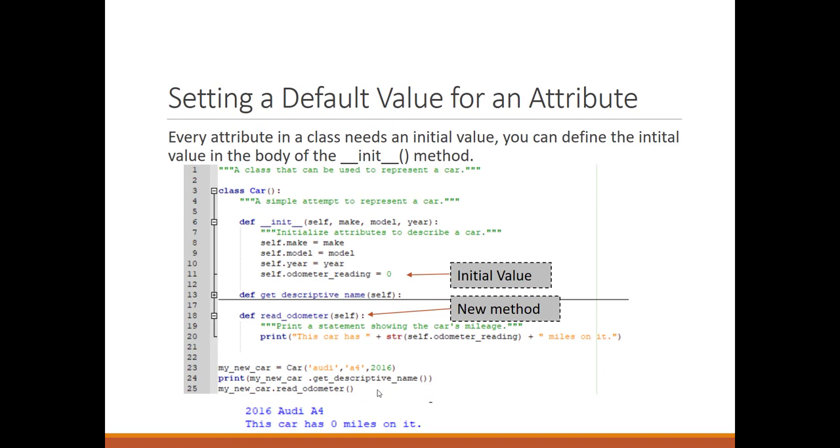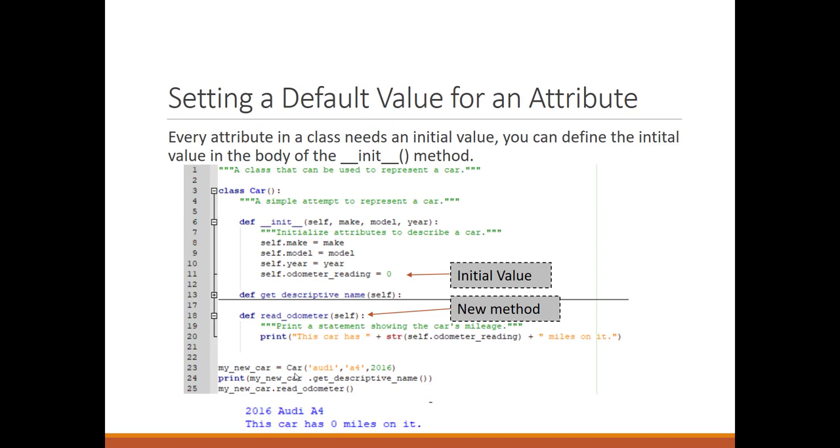Now also you can set an initial value or a default value for the attributes. For example, here we have the same class that we just talked about. You can put the default value or the initial value for some of the attributes inside of the init. So odometer reading is equal to zero, so this attribute has the value of zero. And then we have another method here, read odometer, and it says this car and the self dot odometer. So the value of this one is miles on it. So this is converted to a string and then concatenated, combined with the strings, and then we are going to print them.